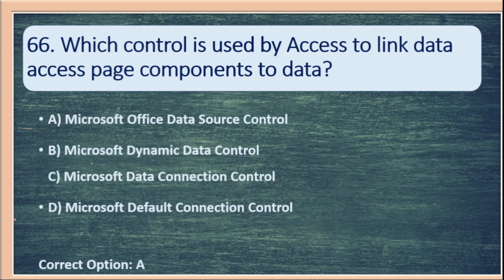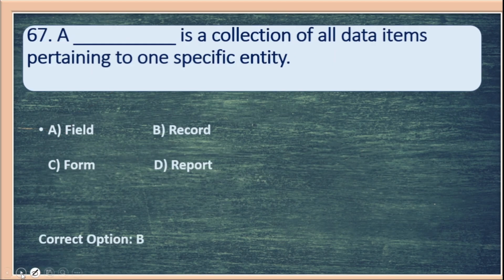Which control is used by Access to link data access page components to data? Microsoft Office Data Source Control, Microsoft Dynamic Data Control, Microsoft Data Connect Control, Microsoft Default Connection Control. Answer is A. A blank is a collection of all data items pertaining to one specific entity. Field, record, form, report. Option B, record.